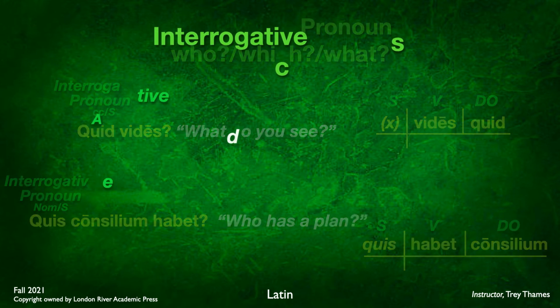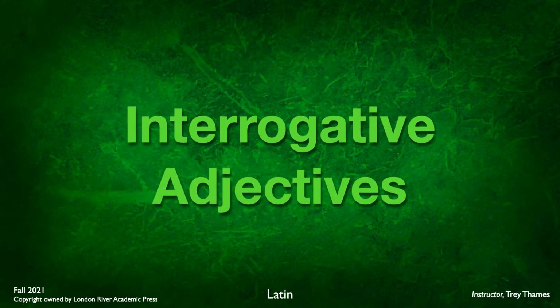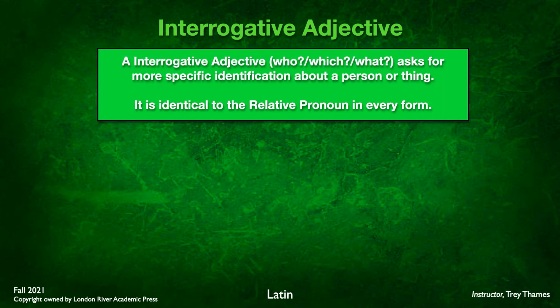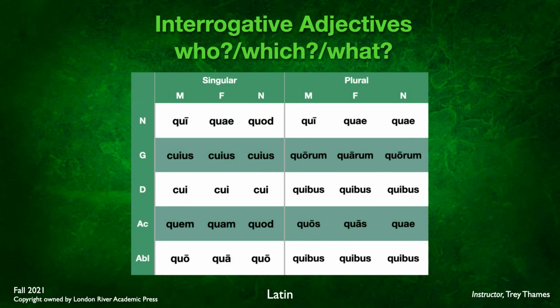All right, what about interrogative adjectives? What is an interrogative adjective? Well, an interrogative adjective is also who, which, or what, but this time it's an adjective, not a pronoun, and it's basically asking for more specific identification about a person or a thing. It is identical to the relative pronoun in every form. So here's the chart. This is not only the relative pronoun, but also the interrogative adjective, and the translation again is who, which, or what, again with the question mark.